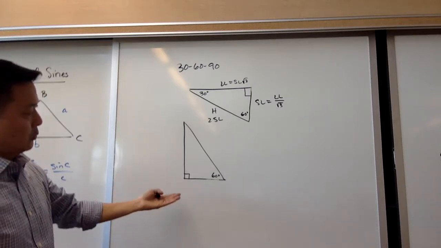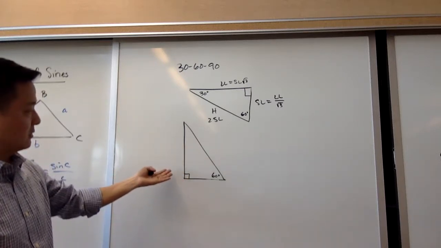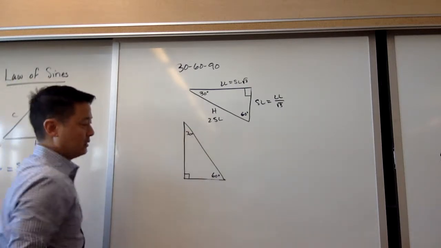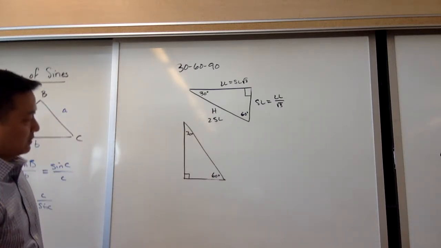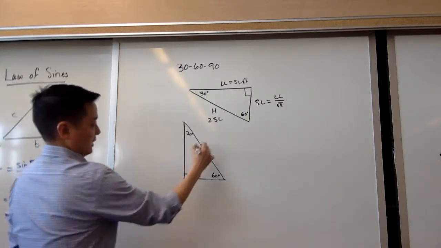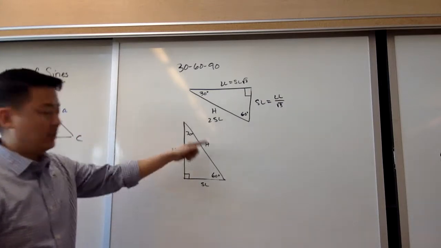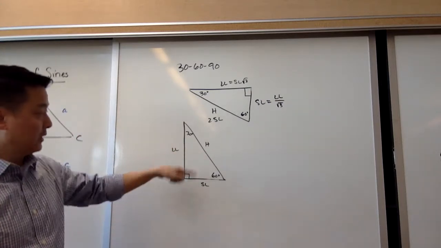So how do we apply that to a problem? So we'll have a problem like this. They'll give you one of the angles, 60. So we know that the other angle is 30. Then once again, go ahead and label what the sides are. And they'll give you the length of one of these sides.